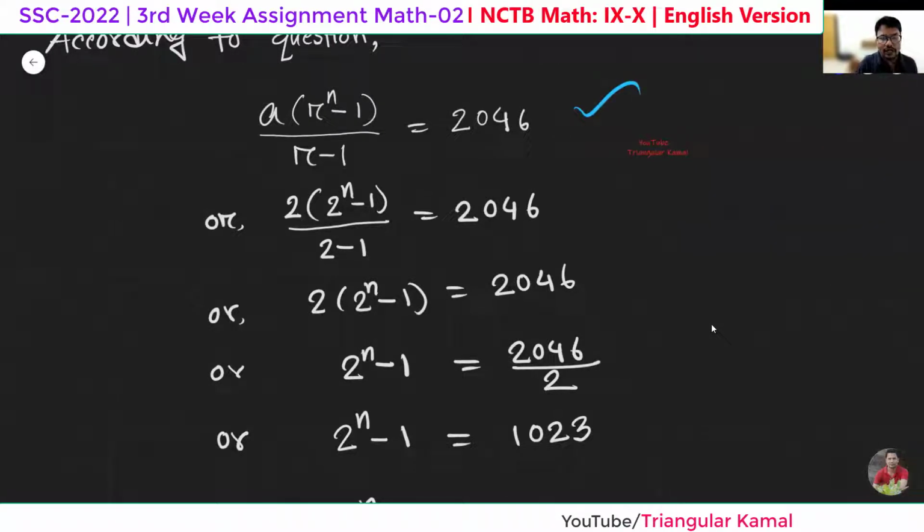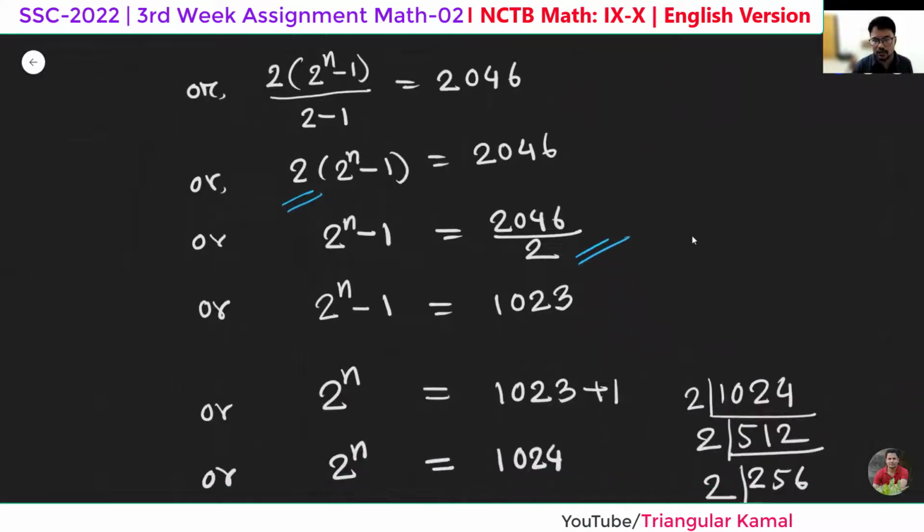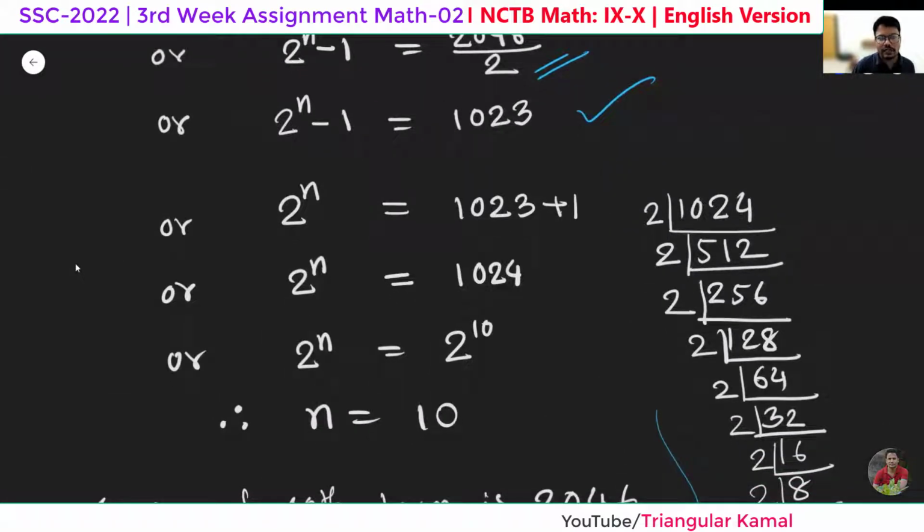Now put the values here: a equals 2 and r equals 2, so 2 times (2 to the power n minus 1) divided by (2 minus 1) equals 2046. Now 2 minus 1 equals 1, so no need to write the denominator. The 2 multiplied shifts to the right side as a divide, so doing the division you will get 1023. Now this minus 1 shifted from left to right side becomes plus 1, and this is 1024.